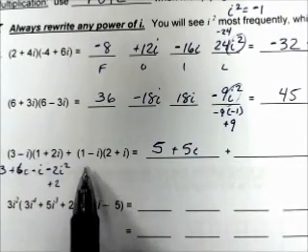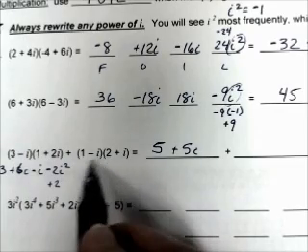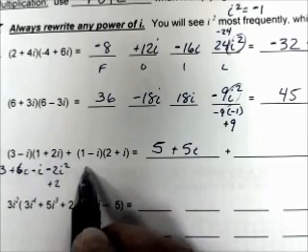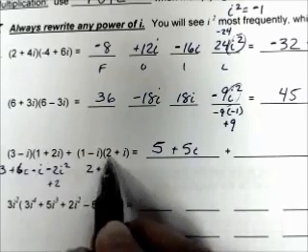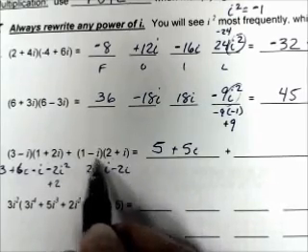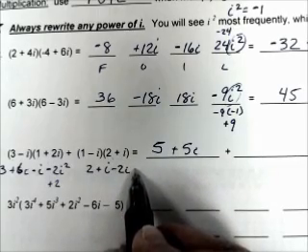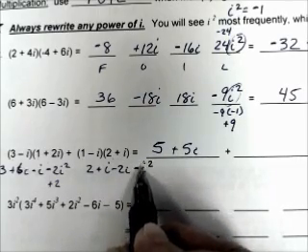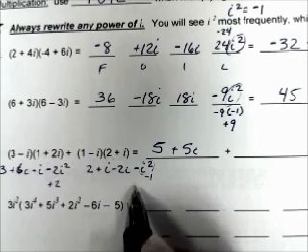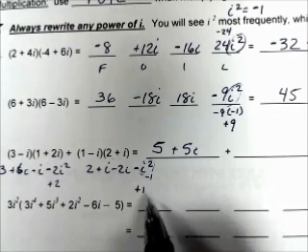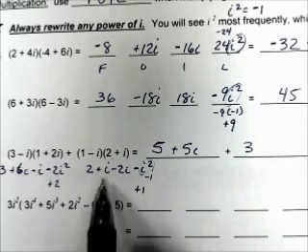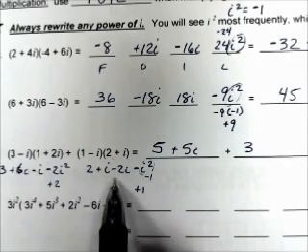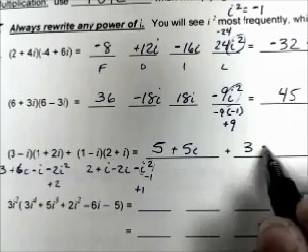Now foiling our next set here. 1 times 2 is 2. Outside positive 1i. Inside negative 2i. And the last, negative i times positive i, is negative i squared. But again, that's equal to negative 1, so negative negative 1 is plus 1. 2 plus 1 is 3. Positive 1i and negative 2i is negative i.